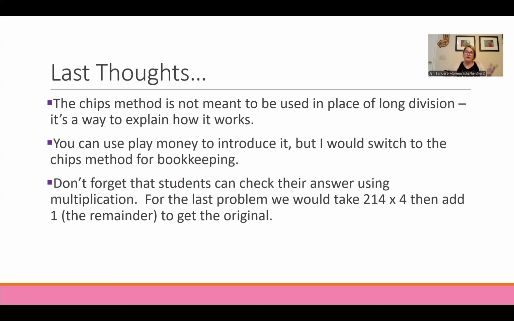Okay. So don't forget you can have students check their answers. So in the last problem, I believe it was 857 divided by 4 was 214 with a remainder of 1. Well, all you have to do to check it is take 214 times 4. You're going to notice we didn't get back to 857, and that's because if you have a remainder, you have to add that on to the end to get back to the original. If it's a remainder 0, then when I multiply those two, I'm going to get right to it.